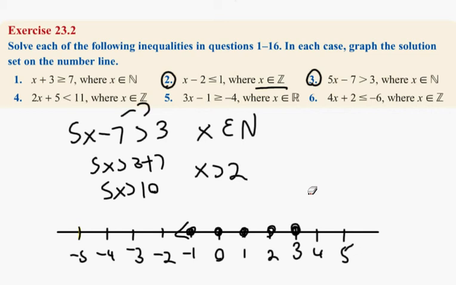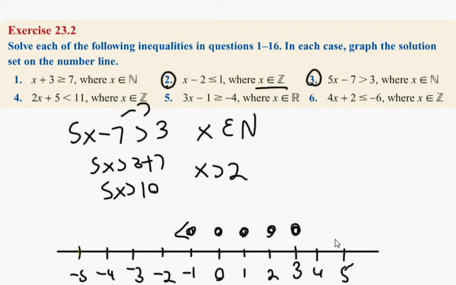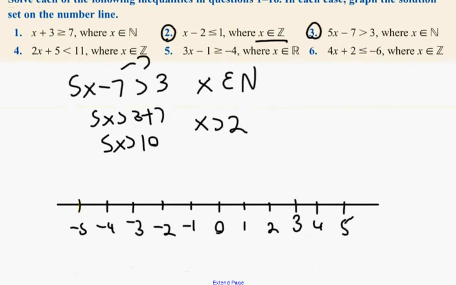Now, we're just going to, there we go. X is a bigger number than 2, so how do we do that? X is a bigger number than 2, guys. Is 2 included? No, because it's not equal to 2. It has to be bigger than 2.